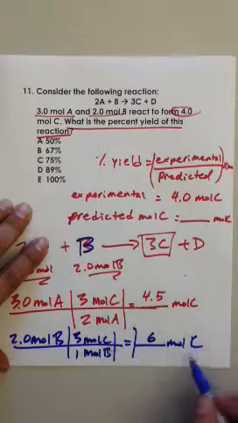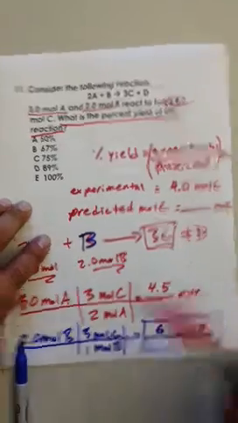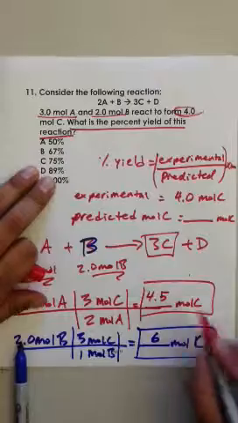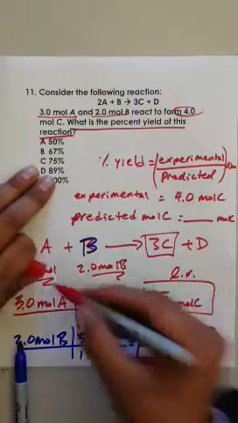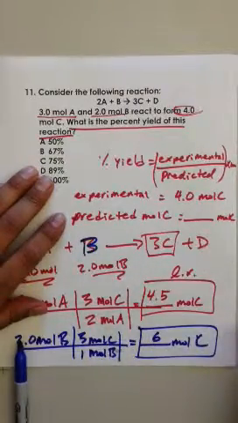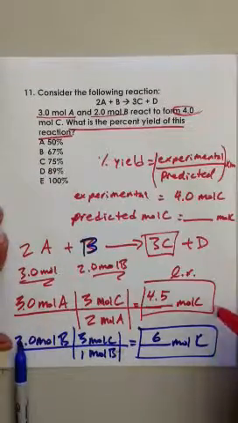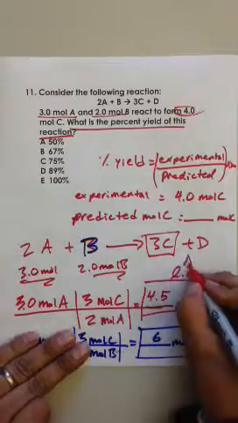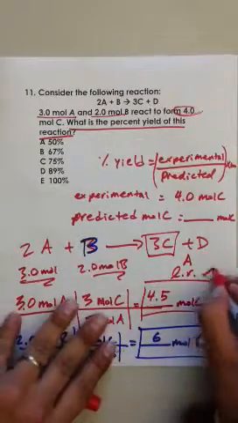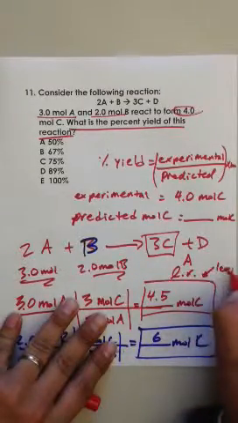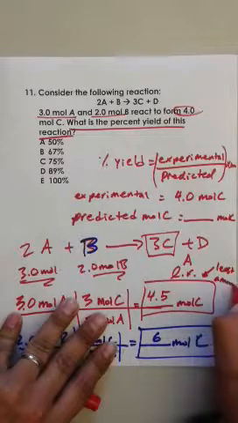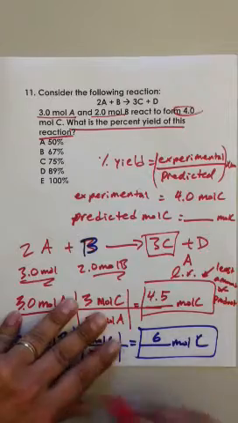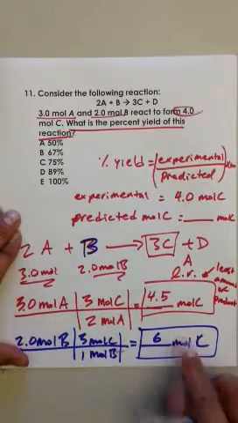So which one of these is the limiting reactant? You tell me. Yep, that's right. It is this one. So A is the limiting reactant because it gives us the least amount of product. That's the only way to find it, kids.